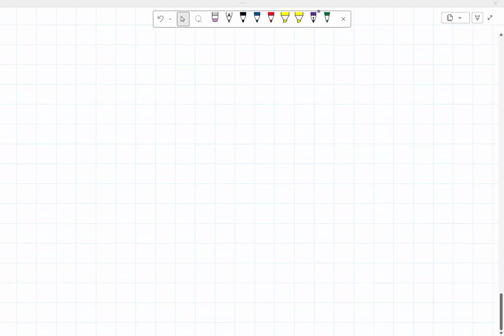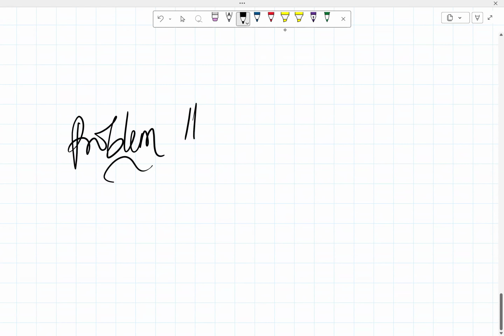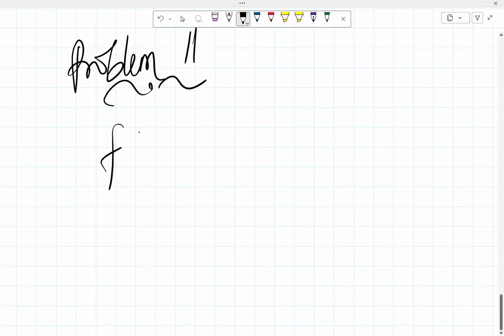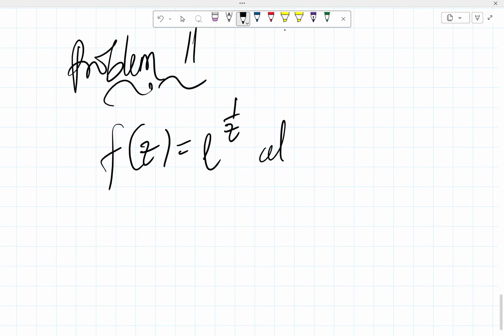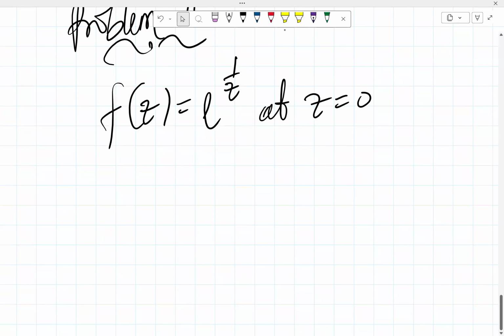Now we move on to the next one, problem 11. For problem 11, f of z is equal to e raised to 1 over z at z equals 0. Of course, if you substitute z equals 0 directly, that's e raised to 1 over 0, which is e raised to infinity. That will make the whole function undefined. But let's see, is that all we can do? So I then go for step 2.